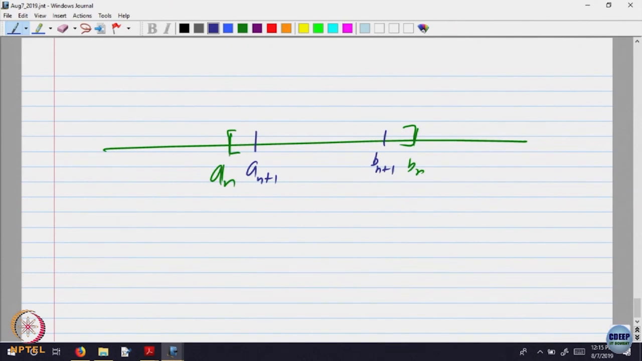So, now look at the left end points, the A_n's. It is a sequence of points. What can you say about that sequence? It is monotonically increasing. What about the sequence B_n's? Are both bounded? So, they must converge. So, first observation: the left end points must converge, the right end points must converge.